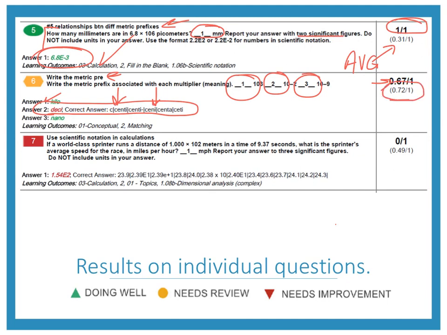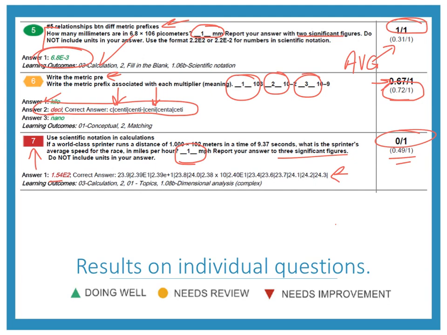which is just slightly below the class average. Now, we see that on question 7, we've got this big red warning sign, so we need to work on this one because we got this completely wrong. Notice the 0 out of 1 when about half the class got that right. It says, use scientific notation in calculations. We've got another fill in the blank here, and we have to report our answer to 3 significant figures. We did use 3 significant figures, but somewhere we went wrong in our calculations. We see again a list of all the acceptable answers, and so using these acceptable answers, we can go back and try to figure out where we went wrong.